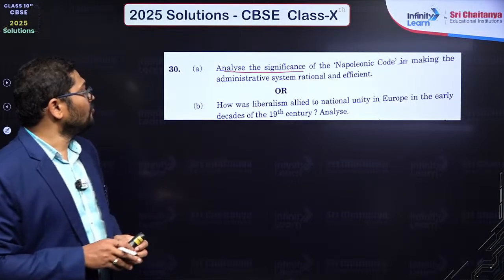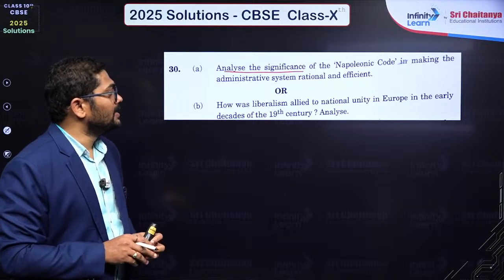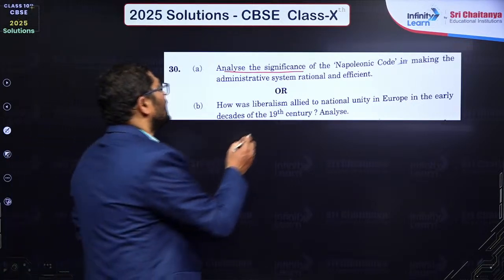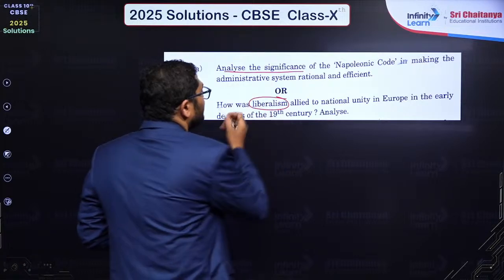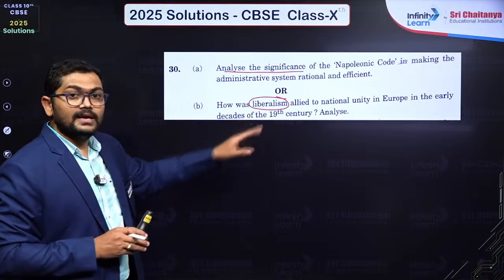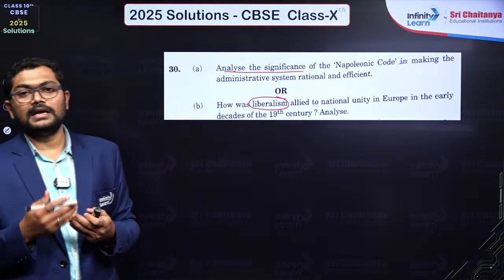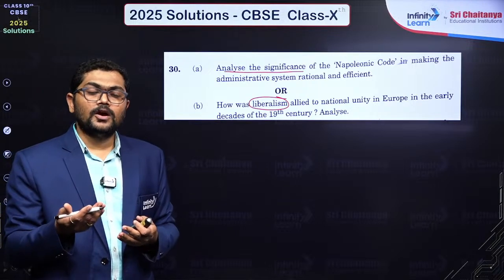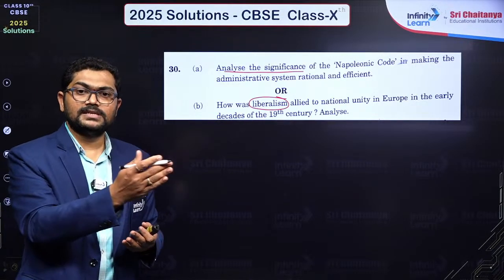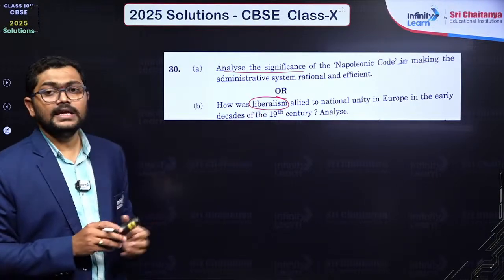Then the next one: how was liberalism allied to national unity in Europe in the early decades of the 19th century? Analyze. We have the concept of liberalism. Liber is nothing but freedom. This concept of liberalism we can explain with respect to having a parliament, where the parliament or assembly is elected by the common people. We can have representatives and the people have the right to vote. So this kind of thing we can write under liberalism.